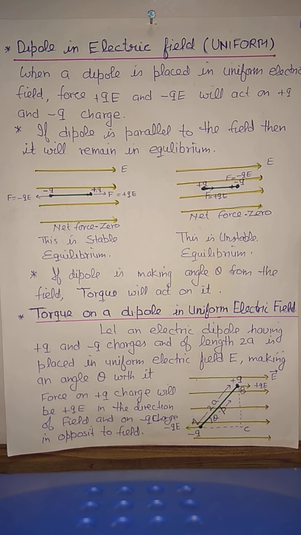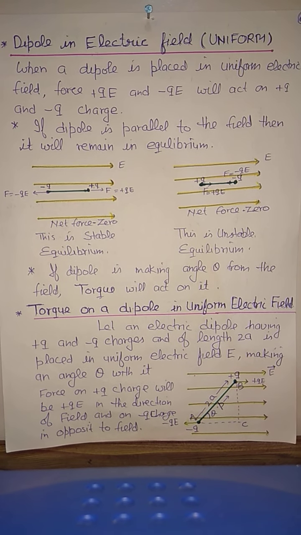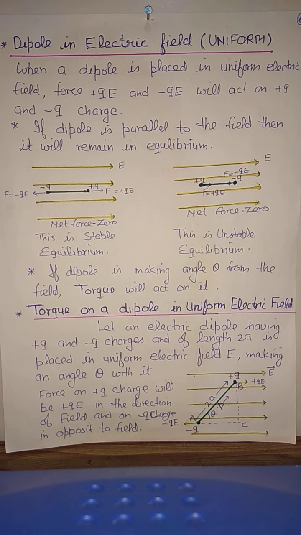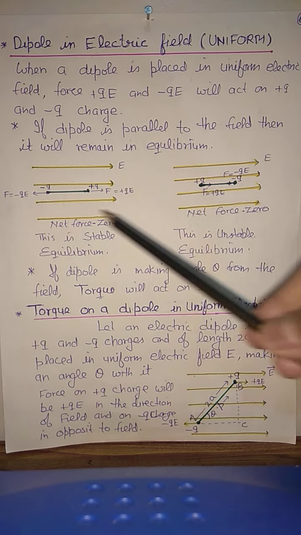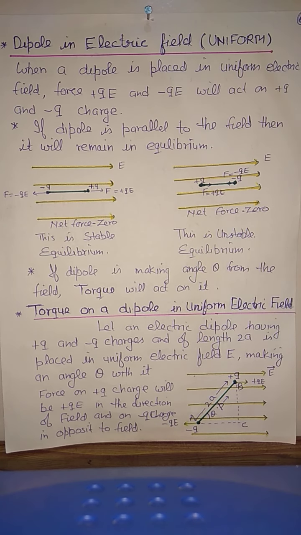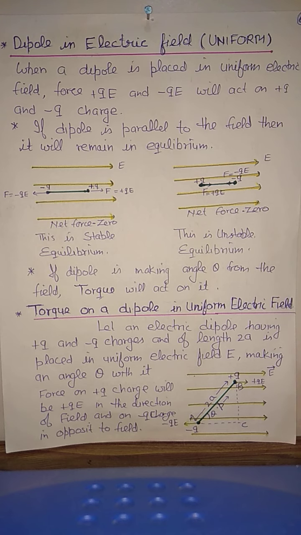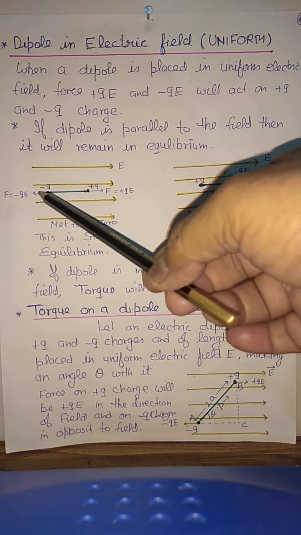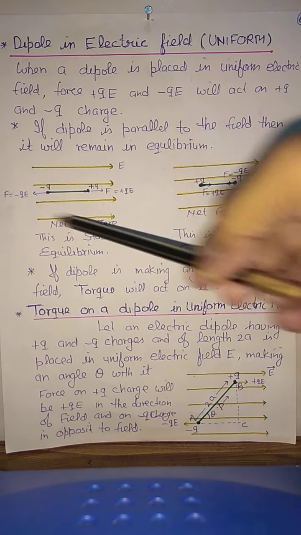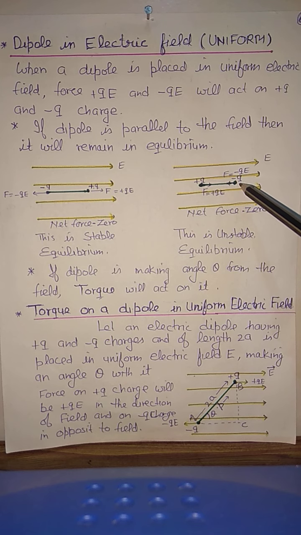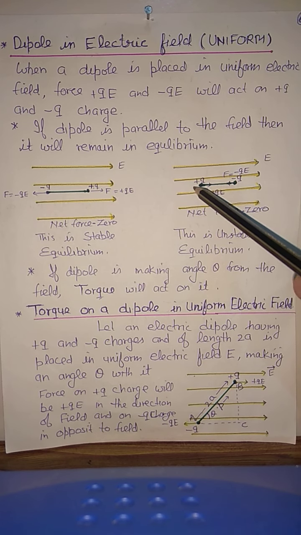Right. Okay. Here the dipole is placed in two conditions, like this and like this. Dipole is parallel to the field. In both the conditions, dipole will remain in equilibrium. Clear? What will be the net force? The force acting on this charge is plus QE, and here it is minus QE, and net force will be 0. Similarly, minus QE is acting in this direction, plus QE is acting in this direction, and net force is 0.